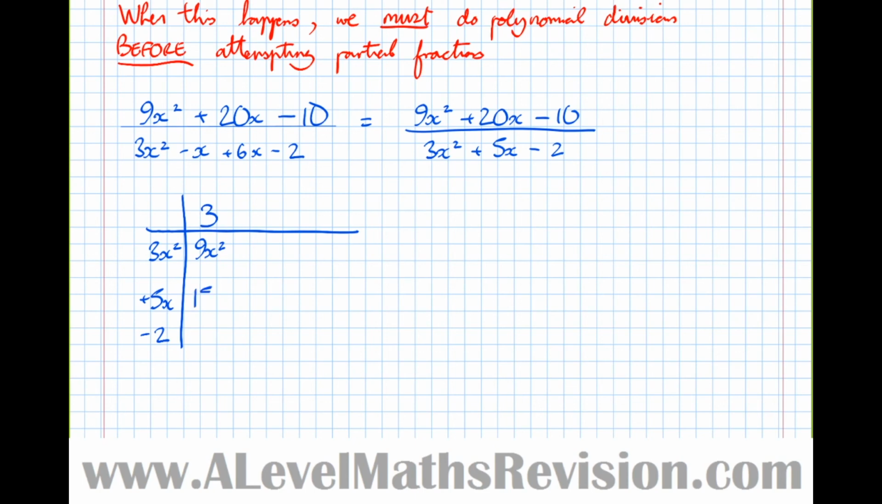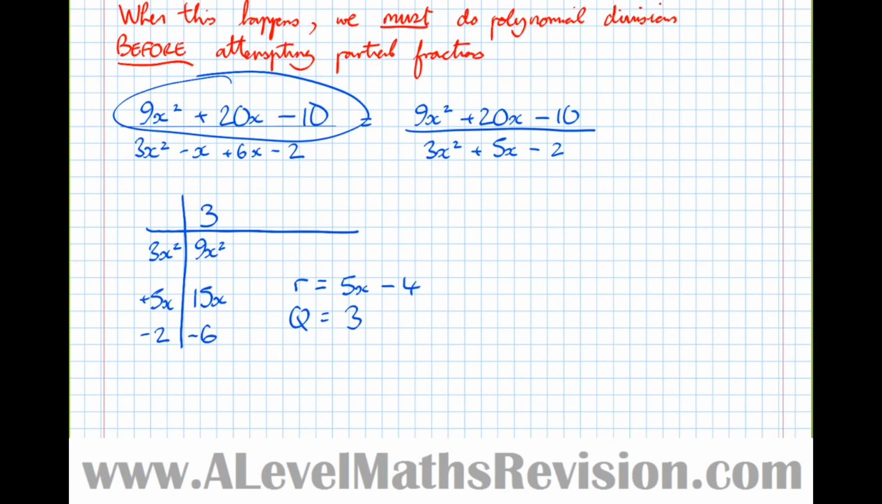And finish it off. 3 times 5x is 15x, minus 6. And we're done. We've just got the remainder to find. So we've got 15x minus 6, but actually we need 20x minus 10. So for the remainder, we need an extra 5x, and we need to take 4. And the quotient in this case is just 3.